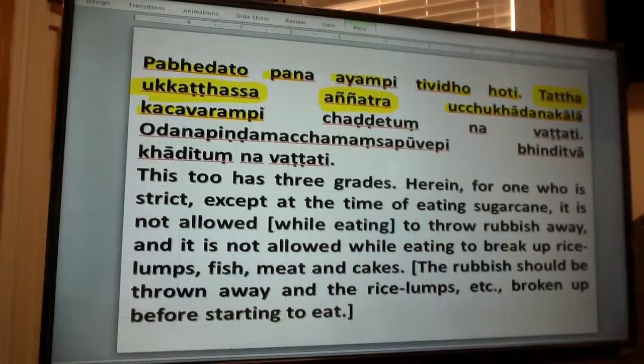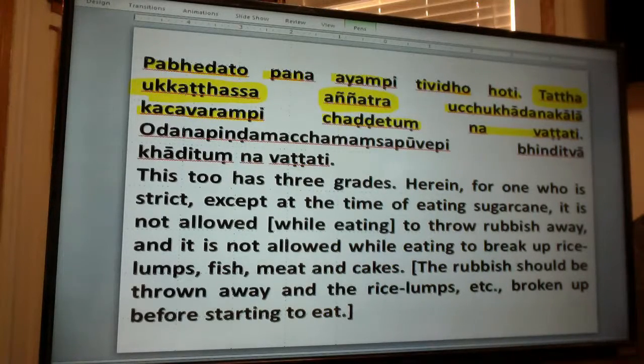Kachawaram means rubbish, because when eating sugar cane, the rubbish is put out from the mouth. Chatitum means to throw. Now what is that? Not allowed. While eating, to throw the rubbish away is not allowable for the strict one. The strict one is very strict.